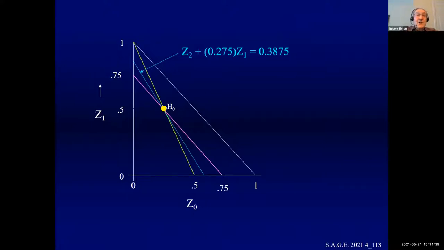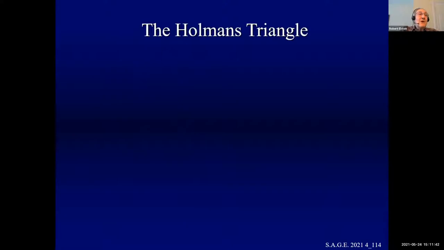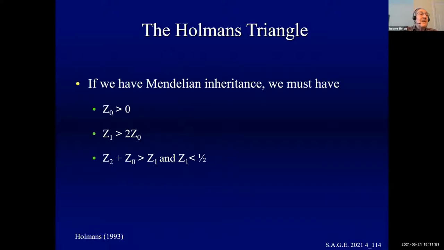However, we go a little further now. We have to talk about the Holmans triangle. This paper came out a bit later. And in this paper, he pointed out that if we have Mendelian inheritance, we must also have Z0 greater than 0, Z1 must be greater than 2Z0, and also Z2 plus Z0 must be greater than Z1, and Z1 must be less than a half.